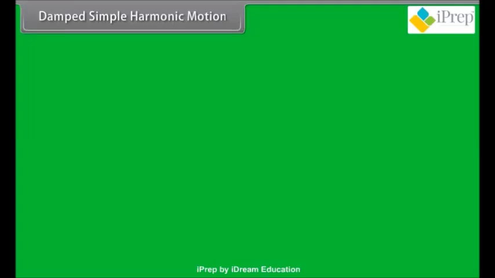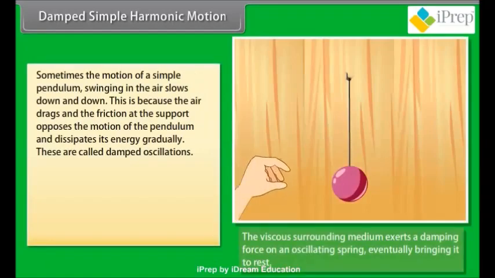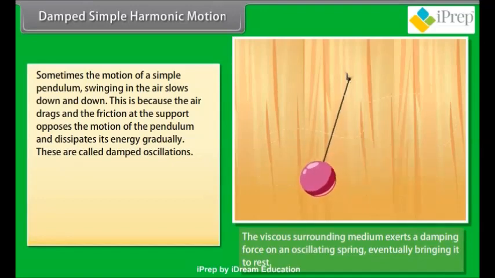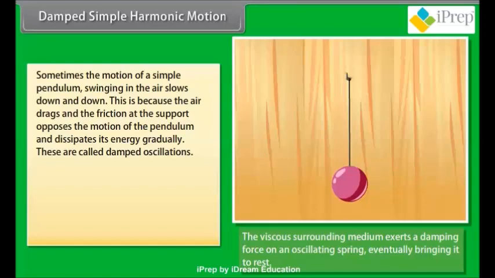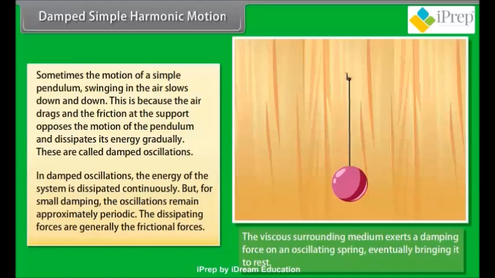Damped simple harmonic motion. Sometimes the motion of a simple pendulum swinging in the air slows down and down. This is because the air drag and the friction at the support oppose the motion of the pendulum and dissipate its energy gradually. These are called damped oscillations. In damped oscillation, the energy of the system is dissipated continuously, but for small damping, the oscillations remain approximately periodic. The dissipating forces are generally the frictional forces.